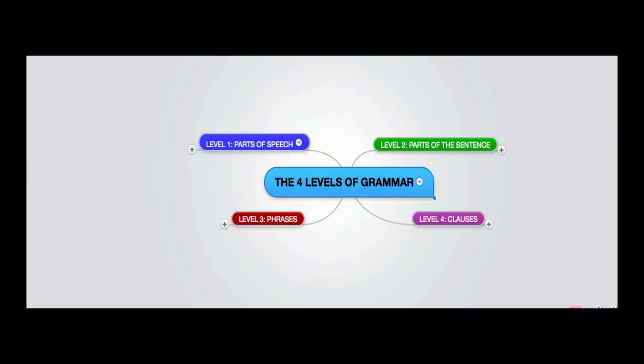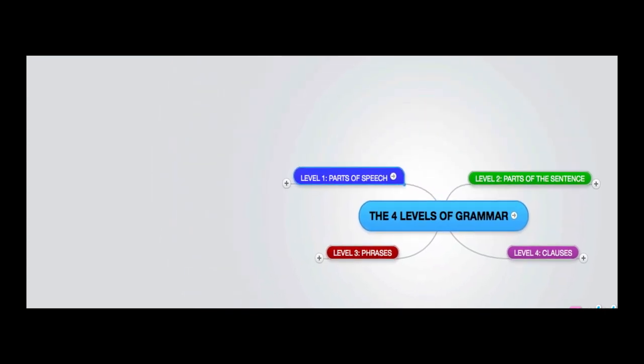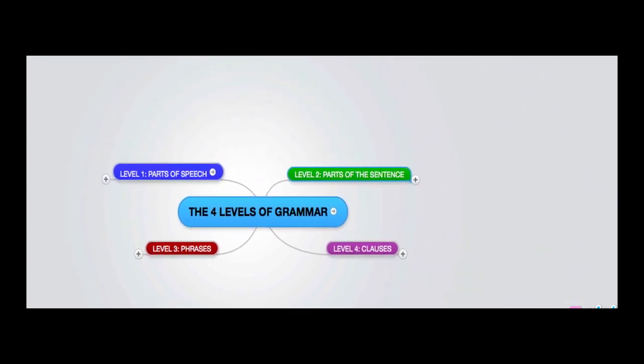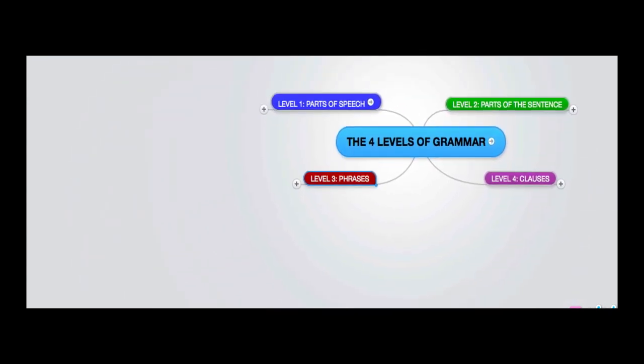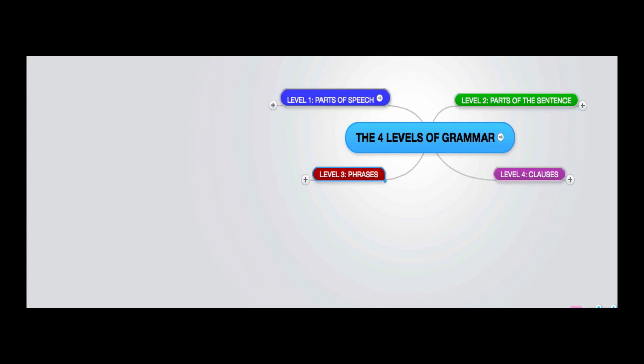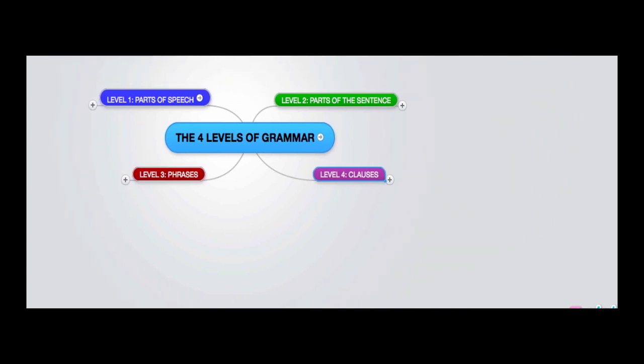So let's review the grammar map here. We have the 4 levels of grammar. Level 1, parts of speech. Level 2, parts of the sentence. Level 3, phrases. And level 4, clauses.